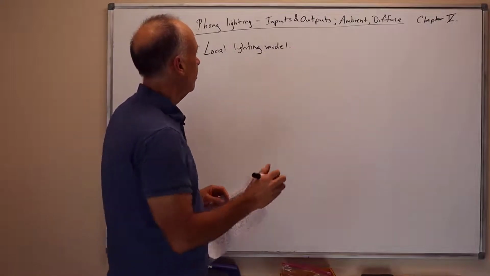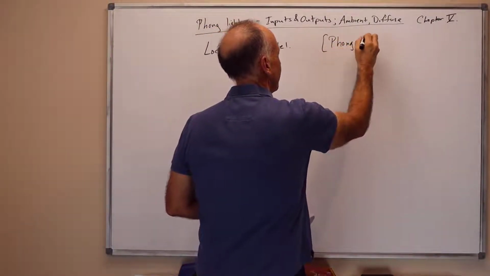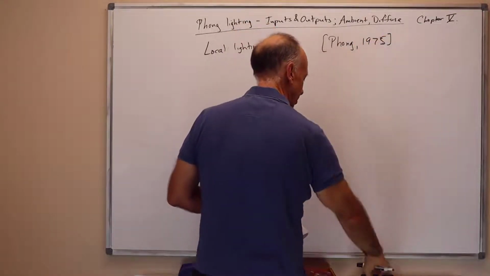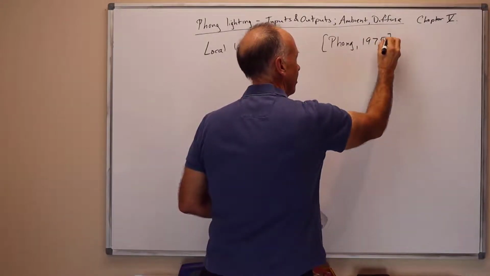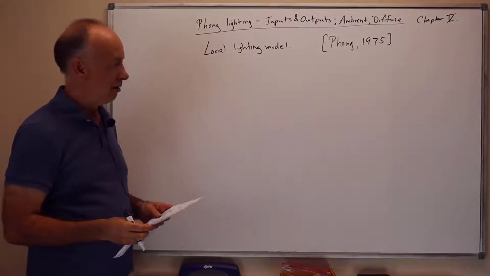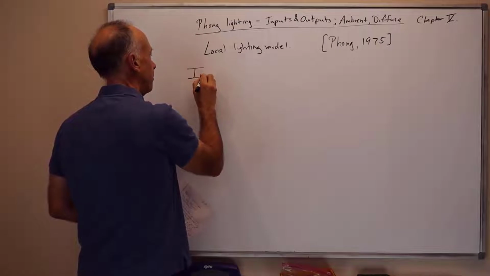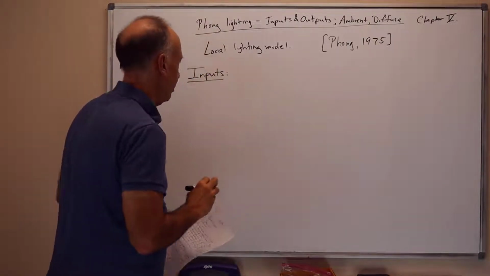All this stuff was developed by this person named Phong in a 1975 paper. Still a very interesting paper to read, although it's been quite a while ago. And this really set the groundwork for all of the local lighting models that are in use in one way or another. So let's talk about the inputs. These are the things used to calculate Phong lighting.